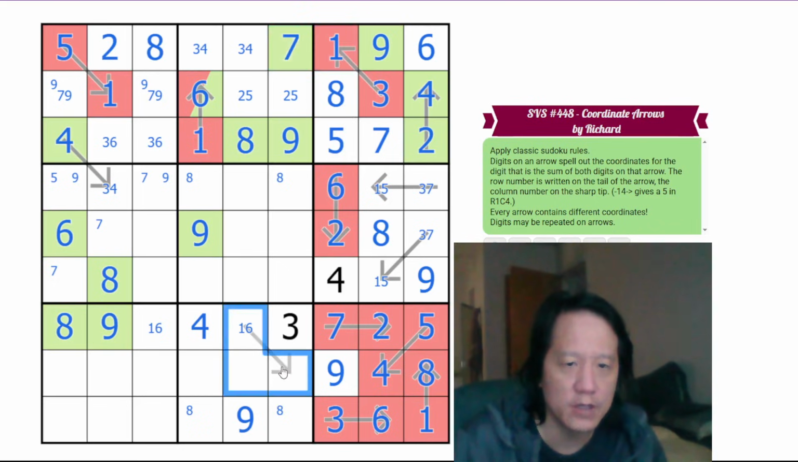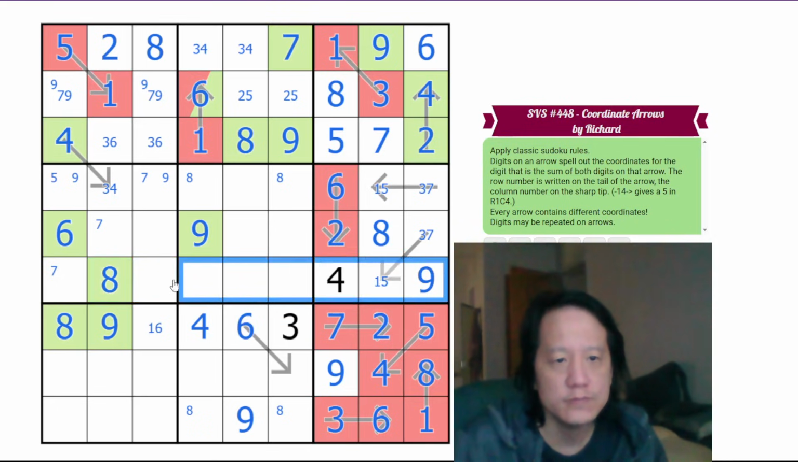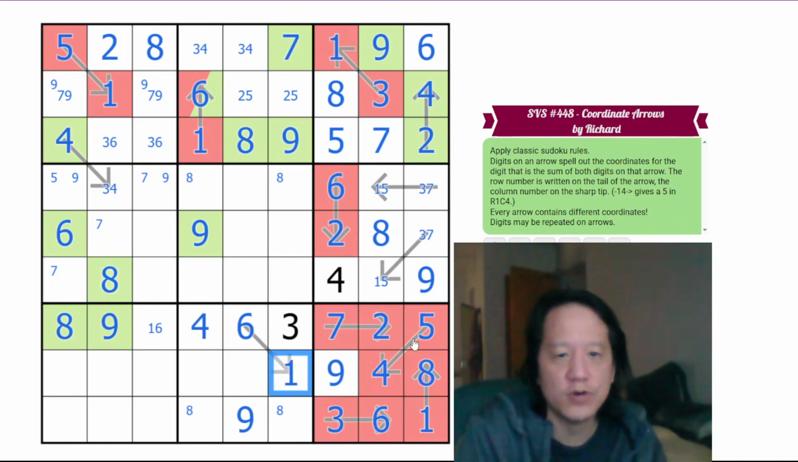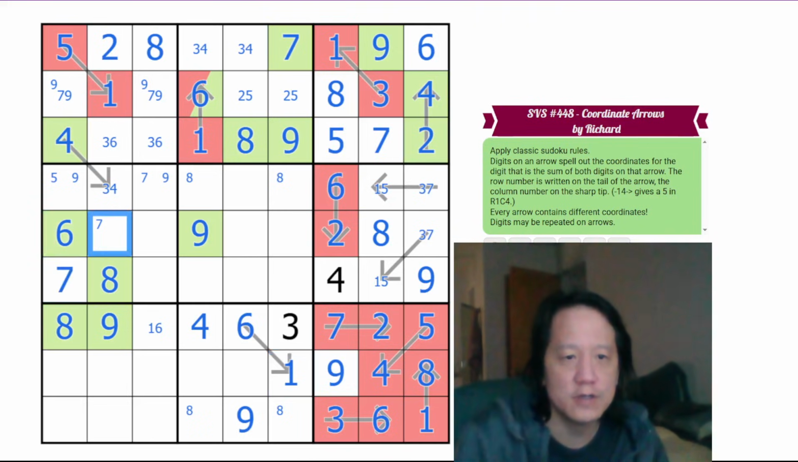Row 1, column 7 is not an 8. And we already have something pointing to row 1, column 8. So this can't be 1 anything. This has to be 6 here. 6, 2 is already pointed to. 6, 3 cannot be a 9. Therefore, this must be pointing to 6 and 1 as a 7. So this is a 7 here.